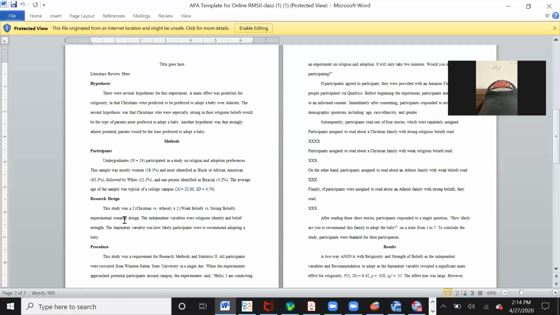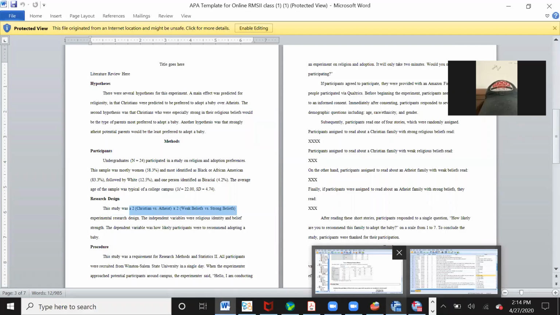Your research design, do you know what your factorial design was? No, I would have to look back at it. That's okay. I don't remember what it was either. If you could pull up your output, I can figure out what your factorial design was. Yeah, hold on one second.